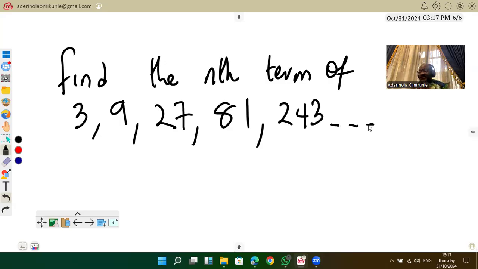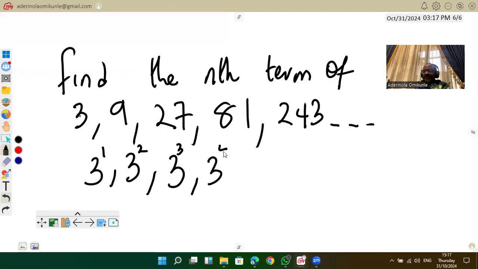The first thing you have to do is write all these numbers with a common base and different powers. Take, for instance, my 3 is 3 raised to the power of 1. 9 is 3 raised to the power of 2. 27 is 3 raised to the power of 3. 81 is 3 raised to the power of 4. 243 is 3 raised to the power of 5, and so on. So what do you notice? You notice that 3 is common to all of them.